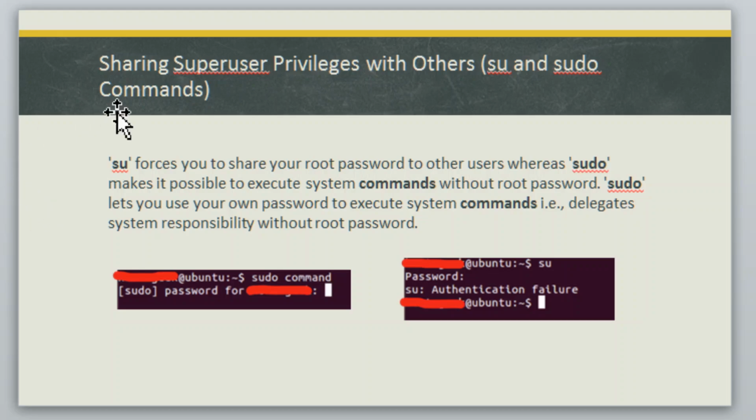So let's look at sharing superuser privileges with others. SU forces you to share your root password to other users, whereas sudo makes it possible to execute the system commands without root password. Okay. Sudo lets you use your own password to execute system commands, i.e. delegate system responsibility without root password. Okay. So you see the first example here, sudo, and then we type in a command. It's going to ask us for our password. You'll type it in, and then it lets us run that command as the super user. Okay.